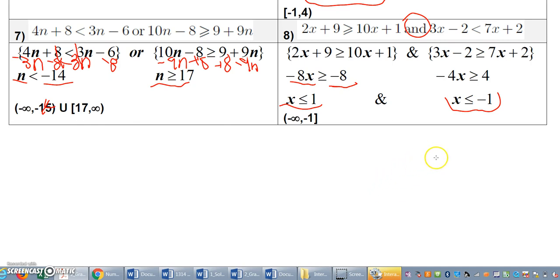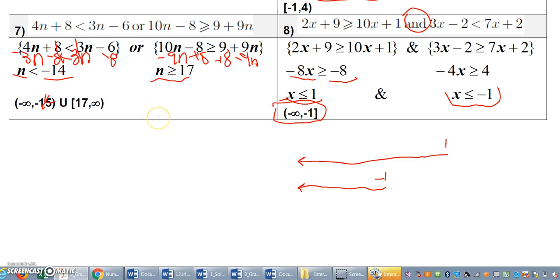I want the intersection of x is less than or equal to 1, and then x is less than or equal to -1 would be right here, right? So it'd be farther over to the left. So that would be the region x is less than or equal to 1. That's the region x is less than or equal to -1. Where they intersect would be everything to the left of or equal to -1. So the solution would simply be -infinity up to and including -1. So that would be the final solution set.